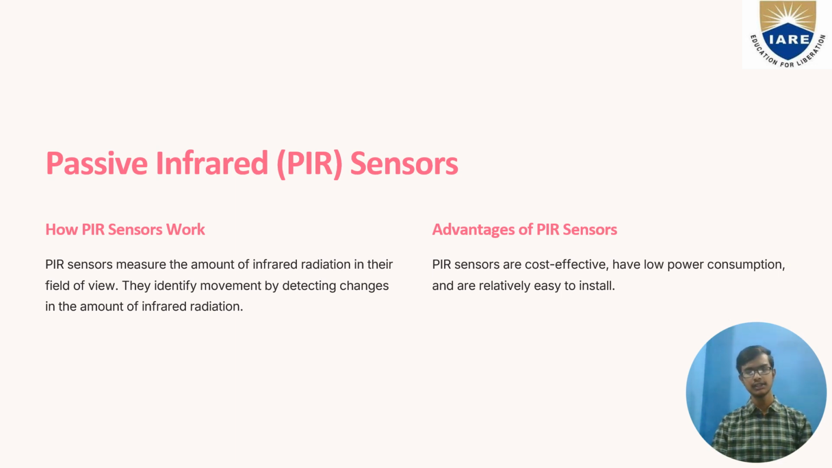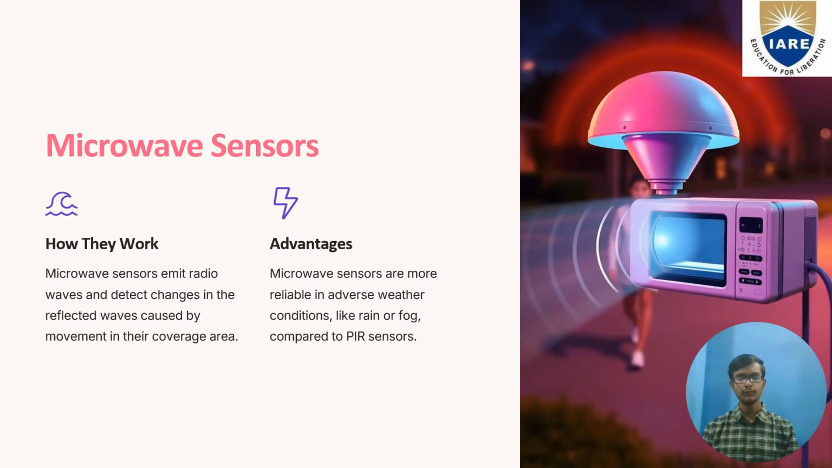So this is the first type of motion detector. Now, coming to the next type of motion detectors, which are microwave sensors.